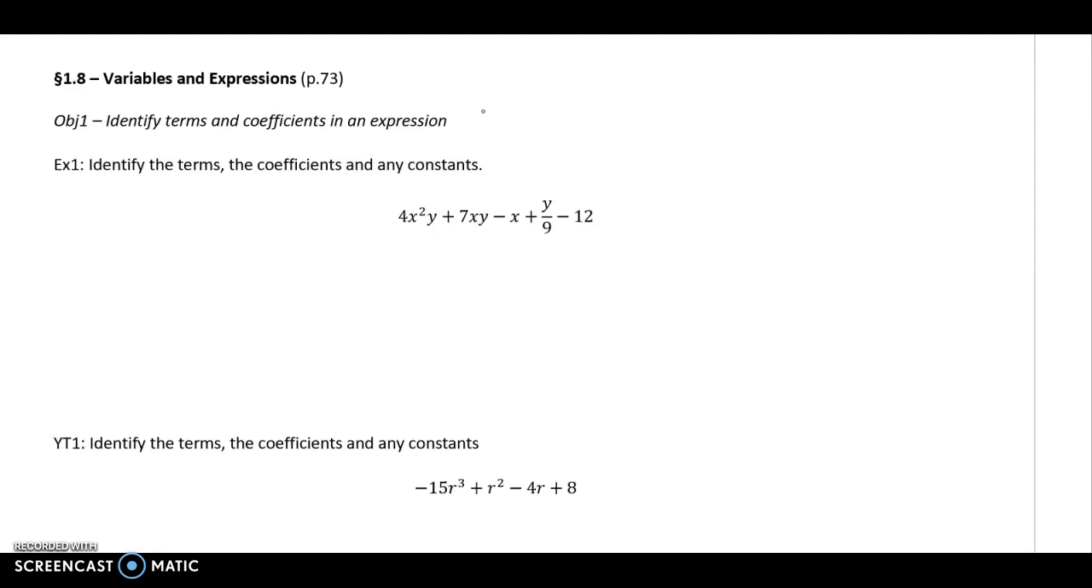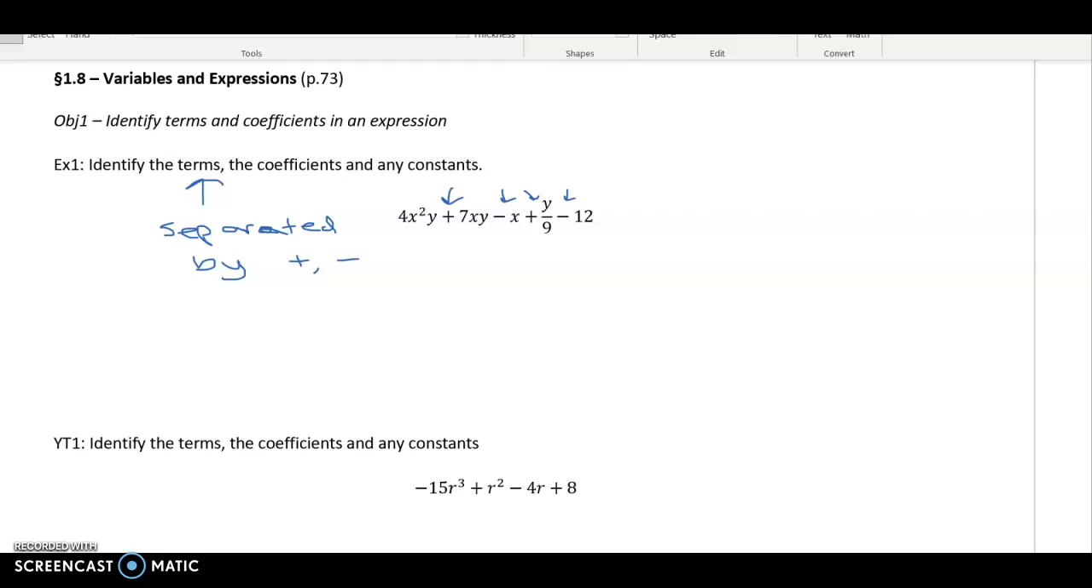So a term, right here, it was drawn, there we go. A term is always separated by adding or subtracting. So you'll see a plus sign here, a minus sign there, a plus sign here, and a minus sign there. And what that means is that between each one of those is a term.